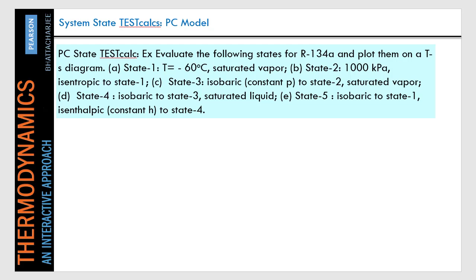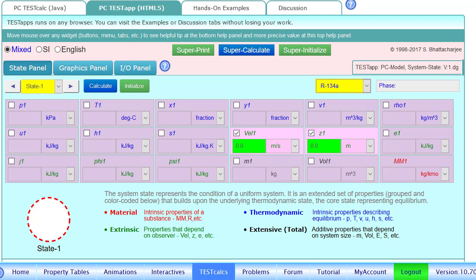So for state 1, we're given that T equals negative 60 degrees Celsius and that it is saturated vapor. So in TEST calcs, we'll check temperature and enter in negative 60 degrees Celsius. And since it's saturated vapor, the fraction will be 1, which means that it would be at the G point on the curve in the TS diagram.